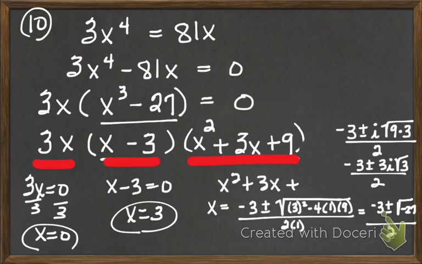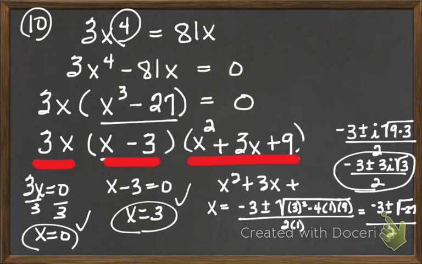And that really represents 2 answers. Okay, why does this represent 2 answers? Because of the plus and the minus. So remember, if we go back to our original exponent, our highest exponent is 4. That means you have to get 4 solutions. So 0 is one solution, 3 is your second solution, and then negative 3 plus or minus 3i square root of 3 over 2 is your third and your fourth solution.